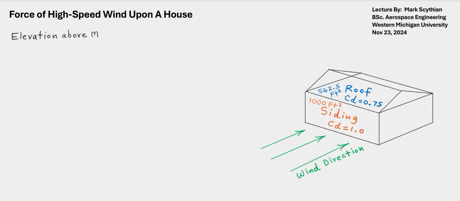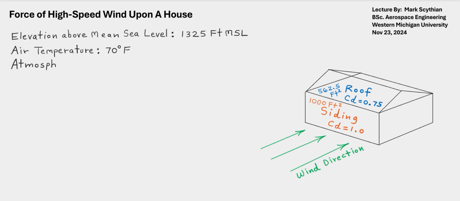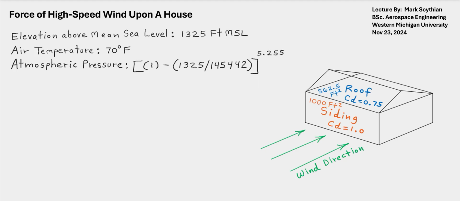So our average elevation of just all houses around the world with respect to mean sea level is about 1,325 feet above mean sea level. And then our average global air temperature across all seasons, of course in cold climates it's going to be a lot lower, hotter climates a lot higher, but we'll just say the average global air temperature everywhere across all seasons is 70 degrees Fahrenheit. So we can then calculate the atmospheric pressure once we have the elevation above mean sea level and the air temperature.